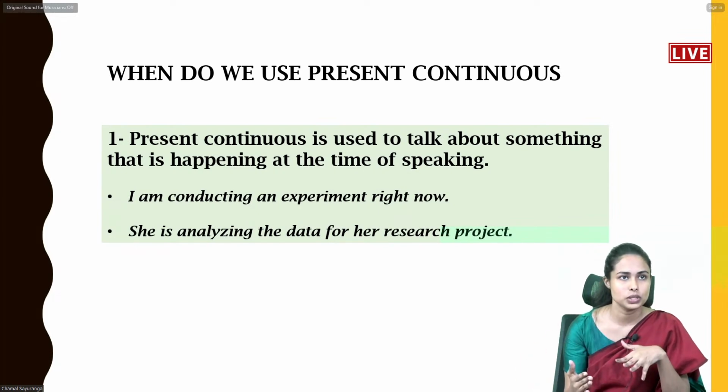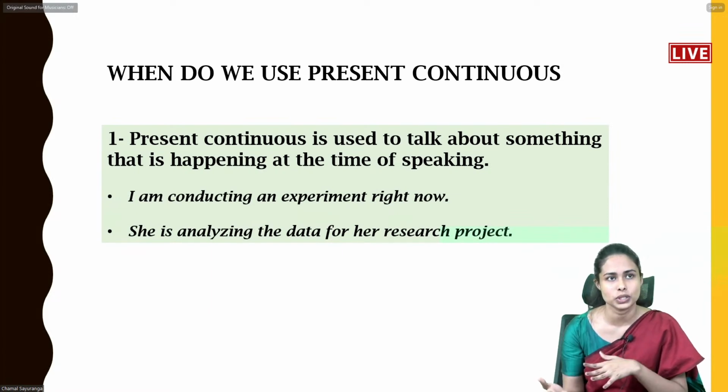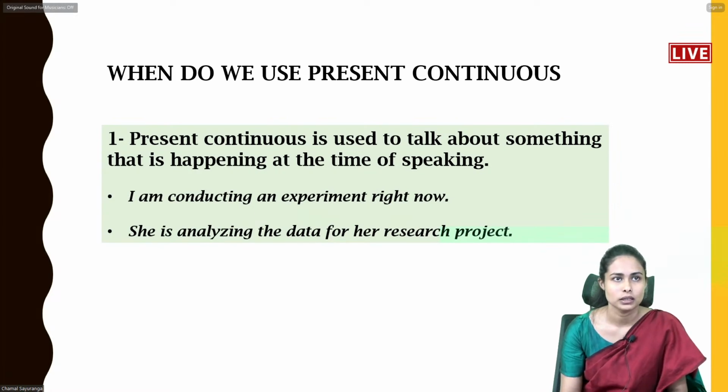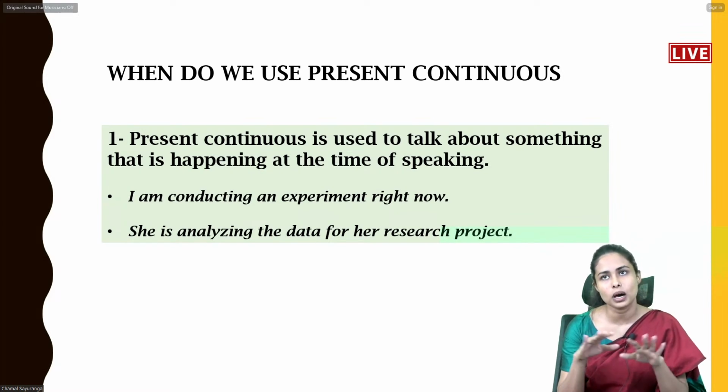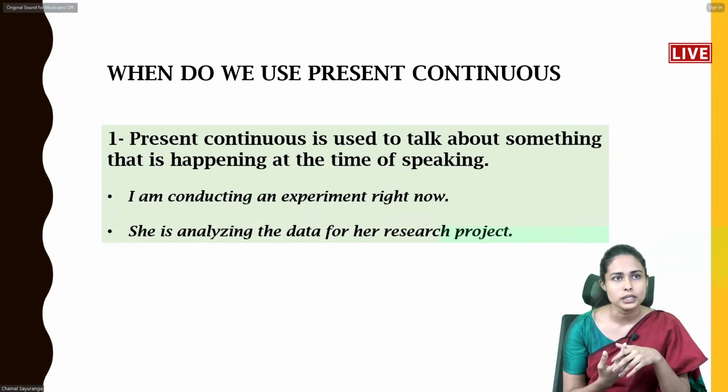It is not finished. I am conducting an experiment right now. At the moment I am engaging in an experiment, right? She is analyzing the data for her research project. At the moment she is working on that. When you have to speak about the surroundings, the things that are happening right now, or the things that people are doing or you are doing, then you have to use present continuous tense. Please make sure to use the correct order of the sentence, right?